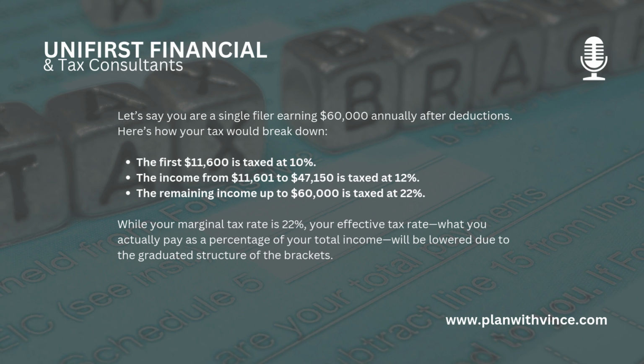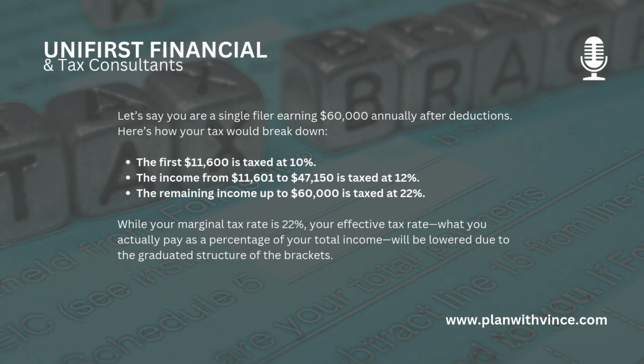Example of tax brackets in action. Let's say you are a single filer earning $60,000 annually after deductions. Here's how your tax would break down. The first $11,600 is taxed at 10%. The income from $11,601 to $47,150 is taxed at 12%. The remaining income up to $60,000 is taxed at 22%. While your marginal tax rate is 22%, your effective tax rate, what you actually pay as a percentage of your total income, will be lowered due to the graduated structure of the brackets.